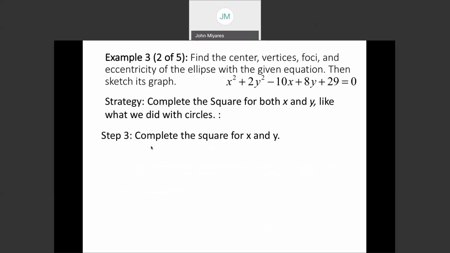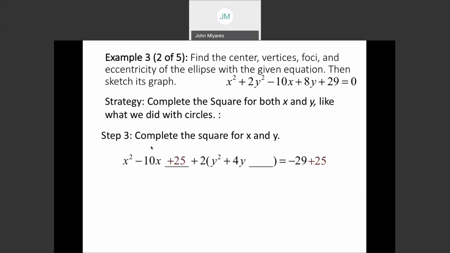Next, we will want to complete the square for both x and y. With the x terms, just like with circles, we'll take half of the negative 10, which is negative 5, and square that to get 25. You're going to add a 25 to complete the square on the left, and in order to keep the equation balanced, we need to add 25 to the right.